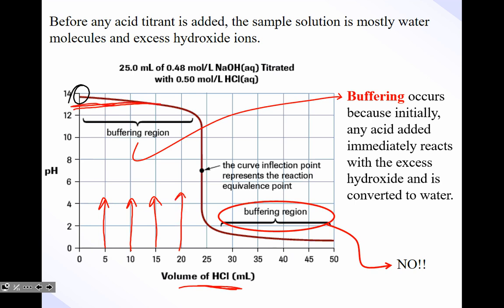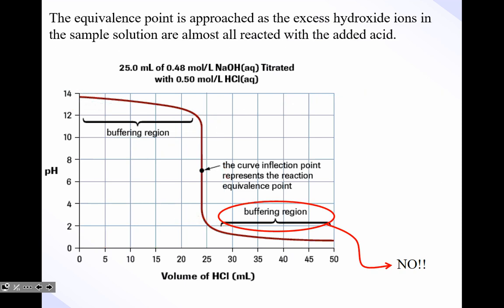And then at some point you reach the capacity. You reach the point where after this, one little drop of acid, all of a sudden there's a drastic change in pH. Okay, that's what all that's talking about. The equivalence point is approached as the excess hydroxide ions in the sample solution are almost all reacted with the added acid. So once equal amounts of the acid and the base have reacted, and you have a little extra of the HCl, there's going to be a drop in pH. It's actually going to go from 14 to all of a sudden around a 2. That's because it's tipped the scales.